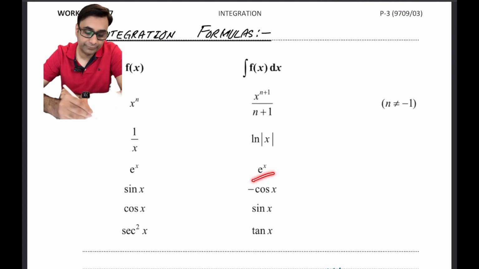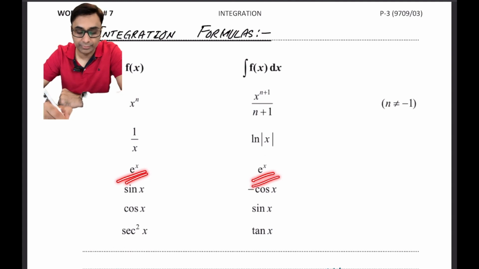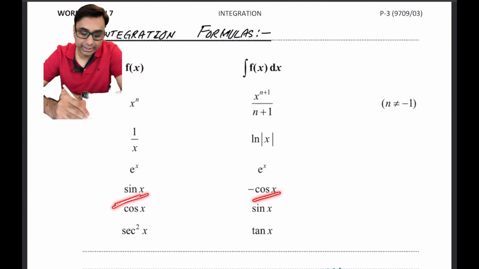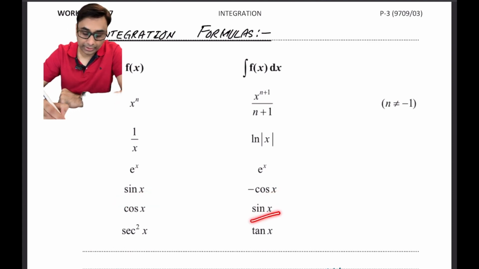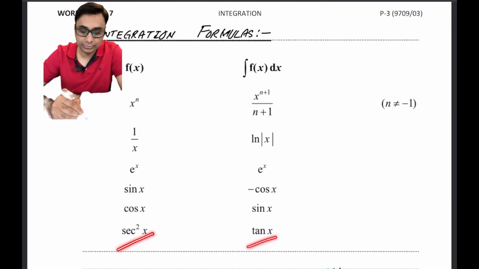Like e power x differentiates to e power x, so that means e power x integrates to e power x. Similarly, cos x differentiates to negative sin x, so that means sin x integrates to negative cos x. Sin x differentiates to cos x, which means that cos x would integrate to sin x. Tan x differentiates to sec square x, so that means sec square x would integrate to tan x.